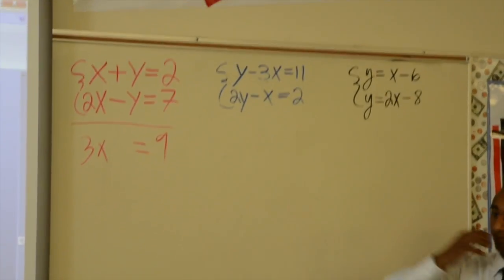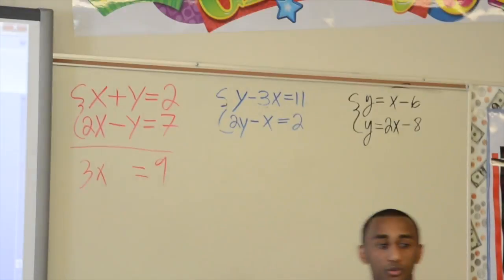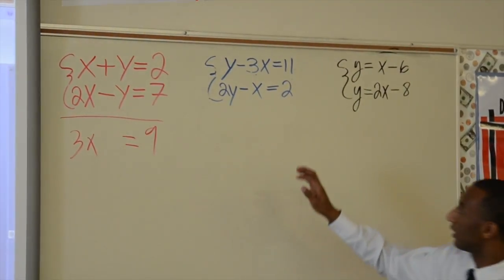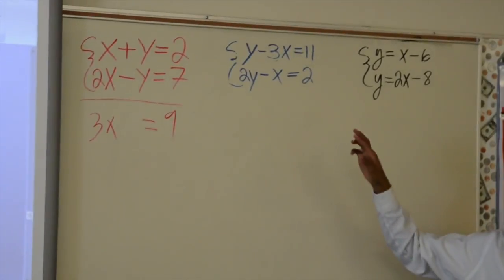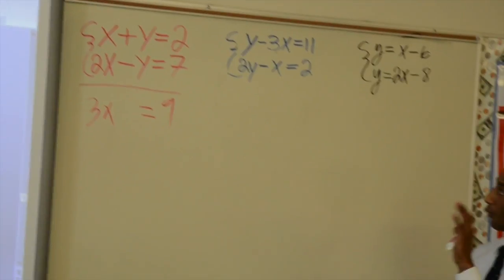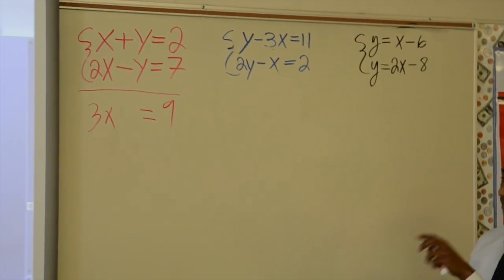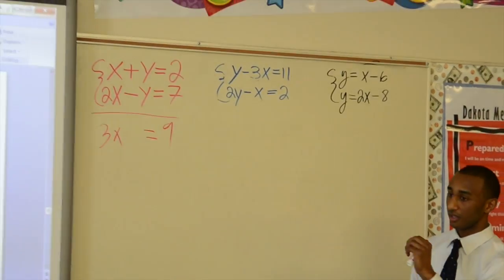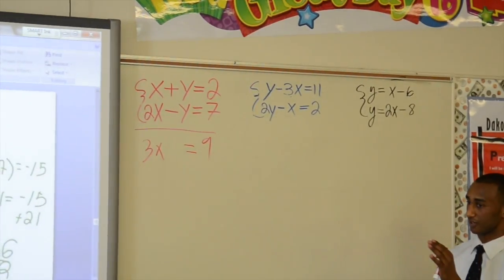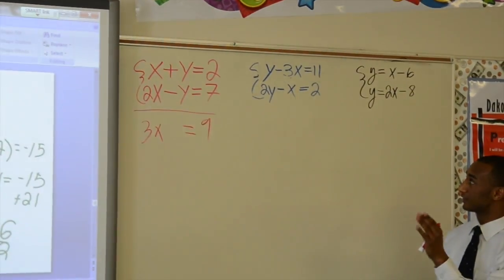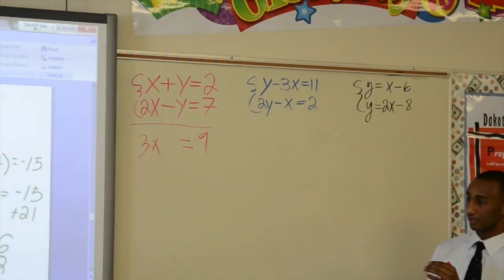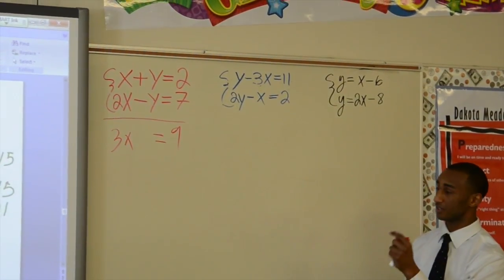Now the second system. What I want you to do is write it on a piece of paper. If you can't read it, I'll read it for you. Are you ready? Are you writing it down? The first equation is y minus 3x is equal to 11. Just kidding. Are you ready now? The first equation is y minus 3x is equal to 11, and the second equation is 2y minus x is equal to 2.